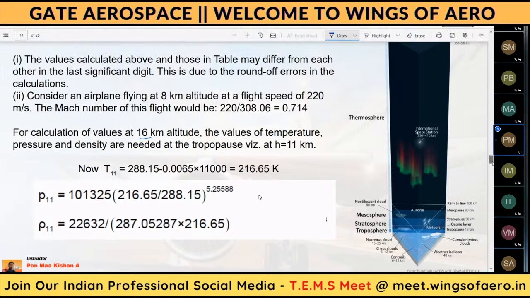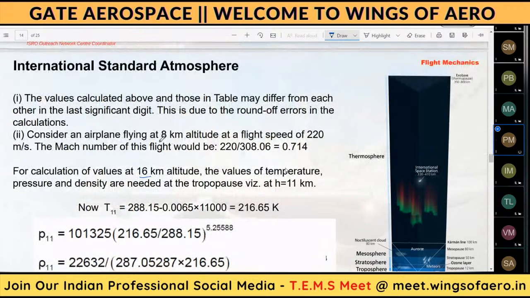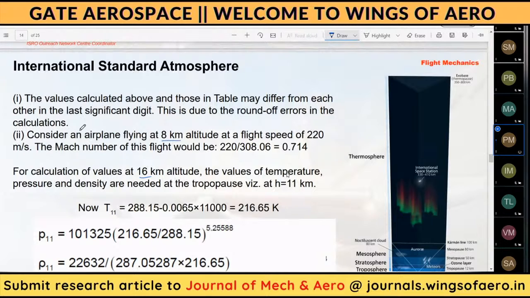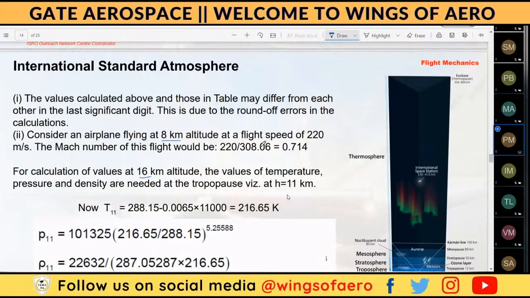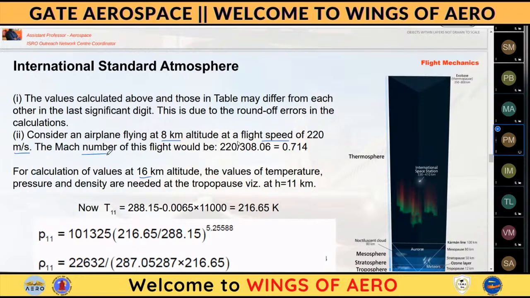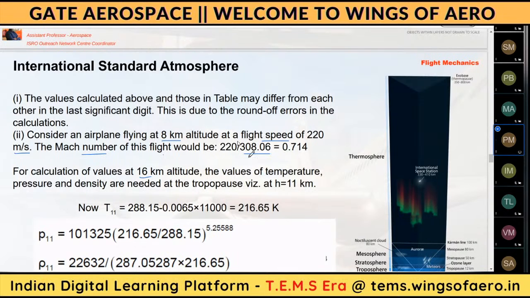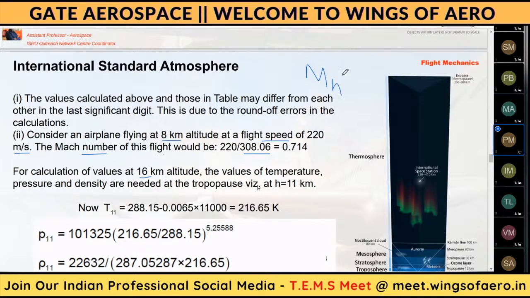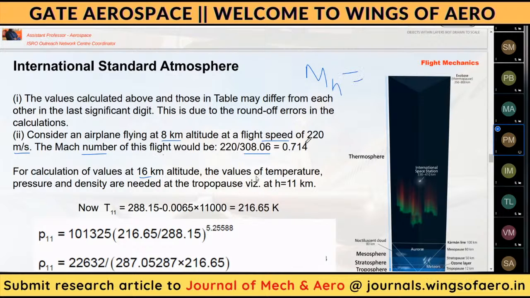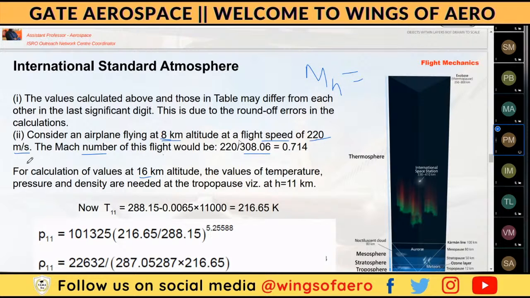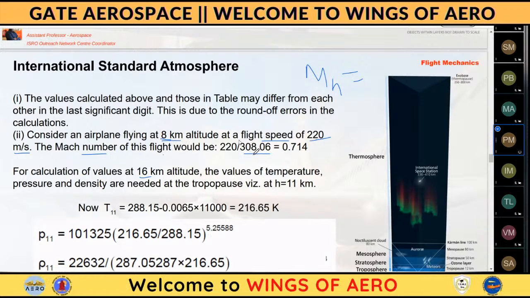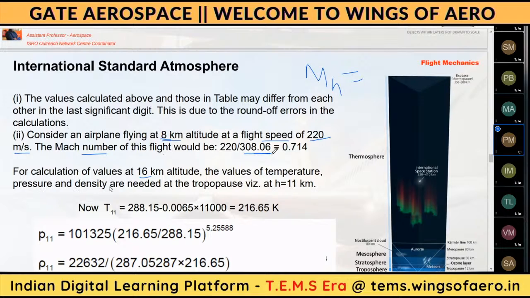Before that, I will just explain one factor about the Mach number. Here they have given that an aircraft is flying at 8-kilometer altitude with a flight speed of 220 meter per second. Then the Mach number will be calculated with the speed of sound at that particular altitude. Don't calculate the Mach number with respect to sea level. If you know that the aircraft is flying at 8-kilometer altitude with a speed of 220 meter per second, you need to calculate the Mach number with respect to that particular height. Don't measure with the sea level altitude.